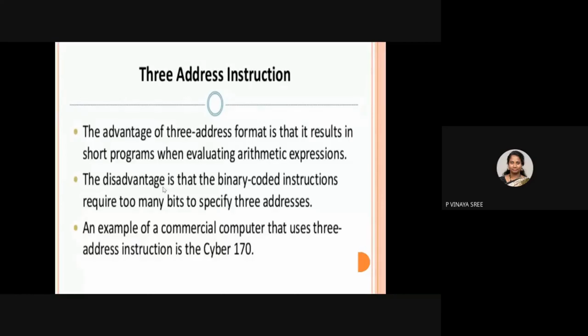But what is the disadvantage? Can anyone tell me? More memory usage, yes. The instruction format is very lengthy. Why? Because along with an opcode we are mentioning address 1, address 2, address 3, which needs somewhat more bits. Binary coded instructions require too many bits to specify three addresses. An example of a commercial computer that uses three address instructions is the Cyber 170.